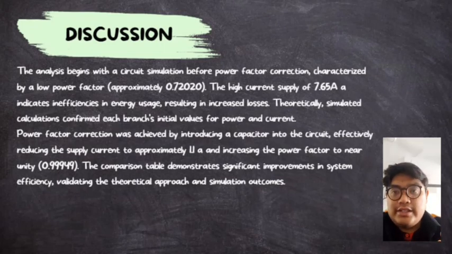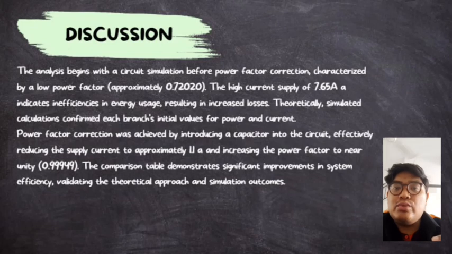The discussion: the analysis begins with a circuit simulation before power factor correction, characterized by a low power factor of approximately 0.7020. The high supply current of 7.65 ampere indicates inefficiencies in energy usage, resulting in increased losses. Theoretically, the simulated calculation confirms each branch's initial values for power and current.